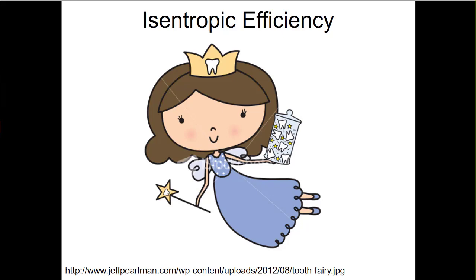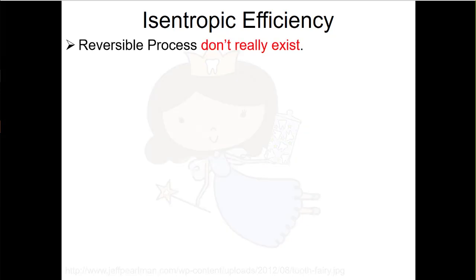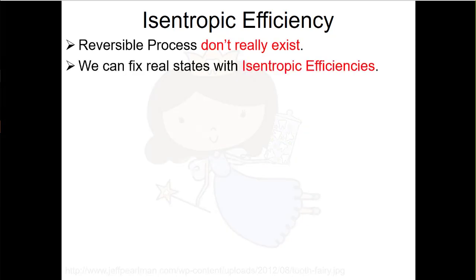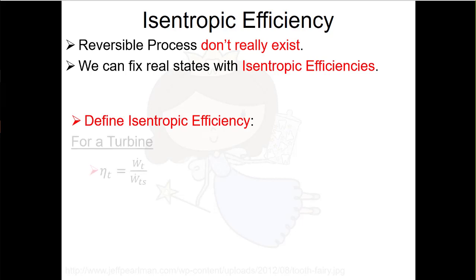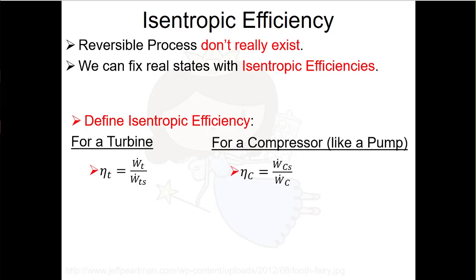Okay, so what do we do if we don't have ideal compressors and pumps? Because we know those things don't exist in real life. Reversible processes don't exist. There are no ideal compressors or ideal turbines. So we can still use these isentropic efficiencies because it's helpful to compare what's happening in real life to ideal things. And then we also have these efficiencies.